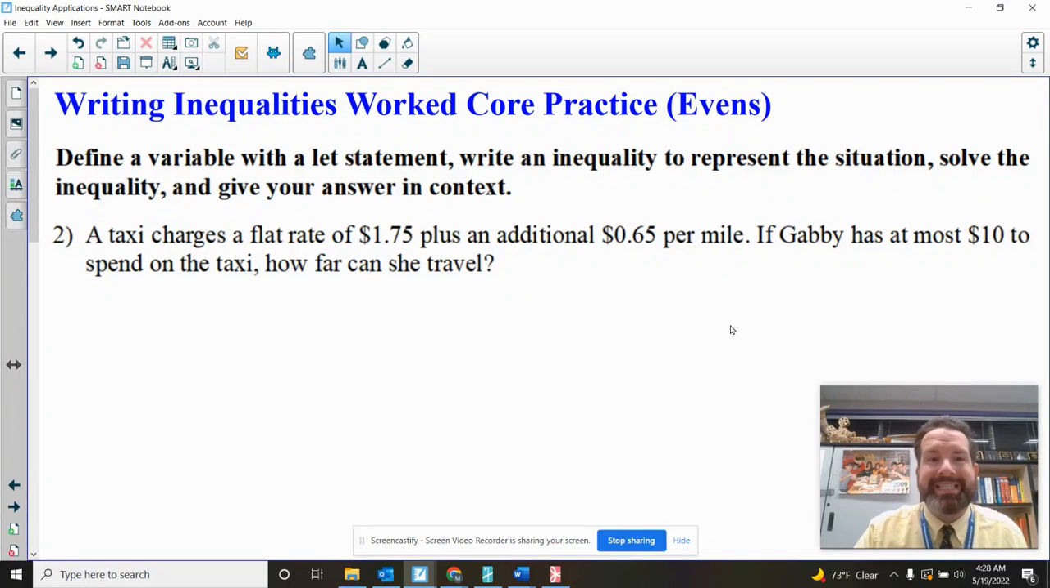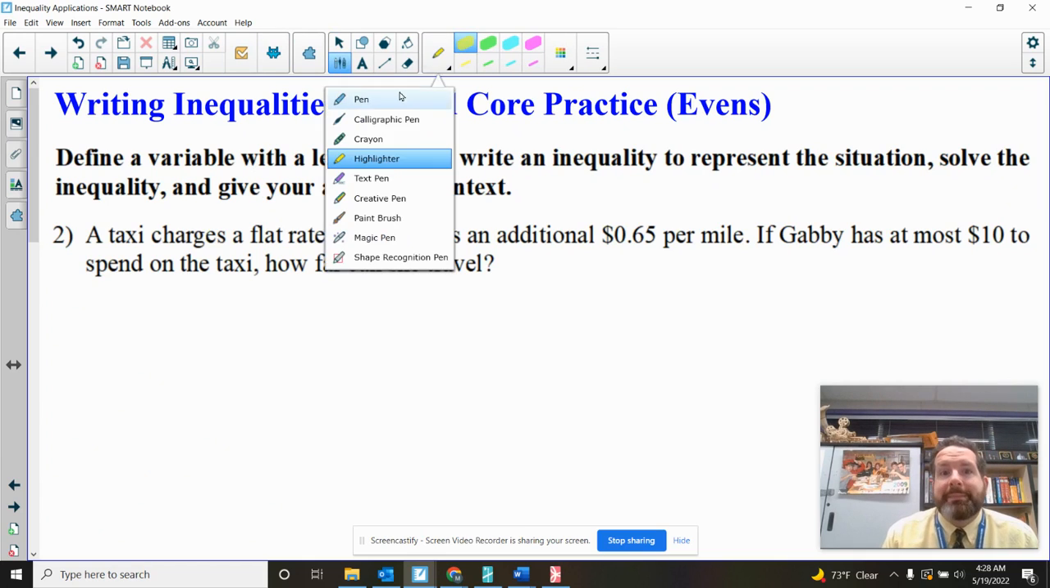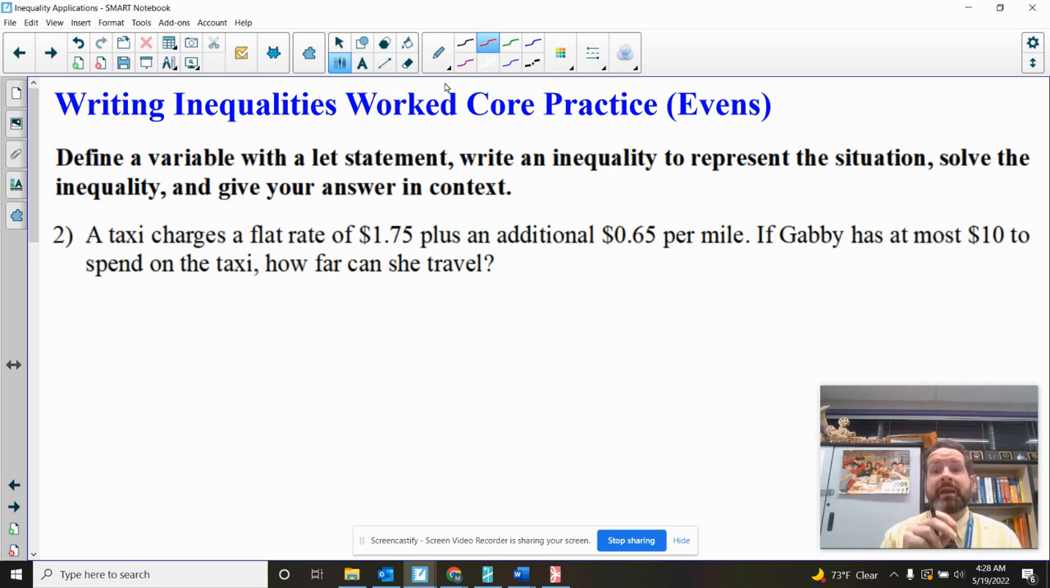We are going to work together on the writing inequalities core practice sheet, the even numbered problems. So here we go. Notice the instructions. Define a variable with a let statement. That means we're going to pick a variable. I'm typically going to use x, but we've got to make sure we explain what x means so that anybody looking at our work knows what it is we're talking about. We then write an inequality, solve the inequality, and answer in context.